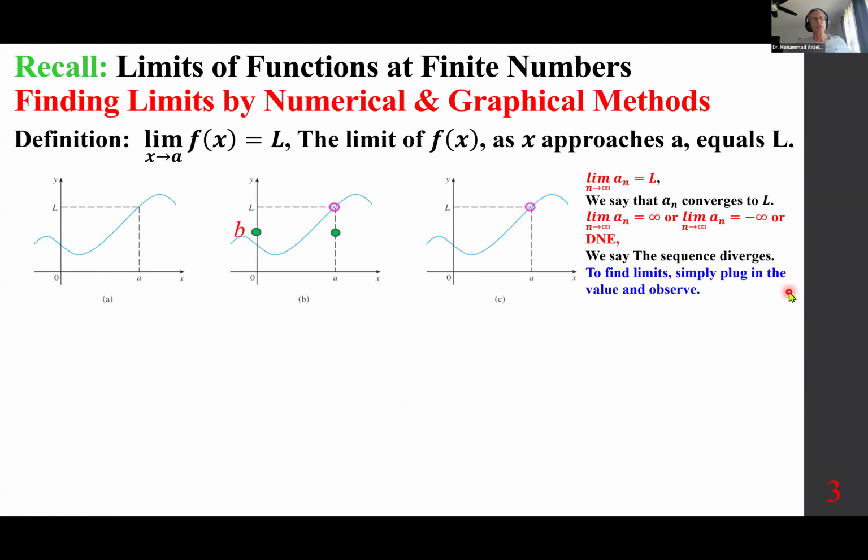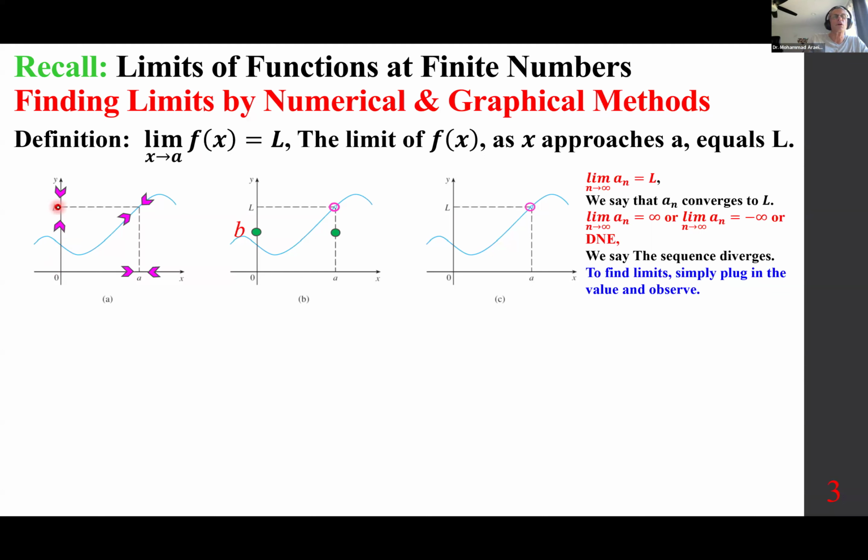If we look at all of these graphs, we are interested in finding this limit. As we approach a from the left and right in all cases, so we use this branch and this branch, from the left and from the right, as far as the y coordinate is concerned, we are approaching L. In all cases, the limit of f of x as x approaches a exists, and it's equal to L.